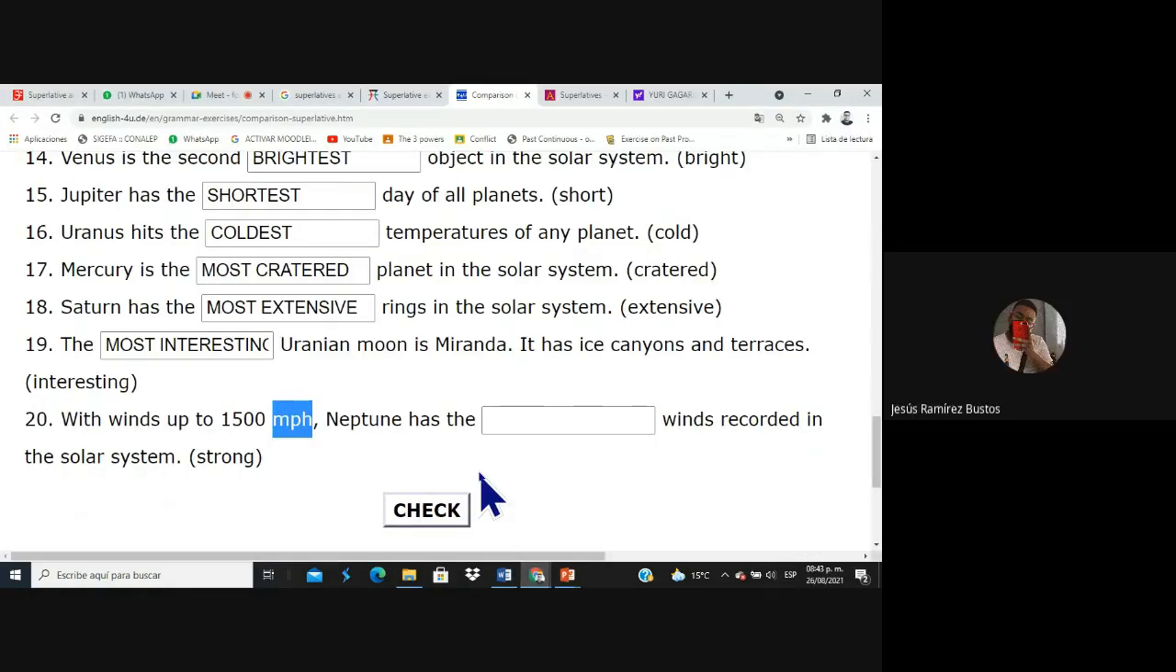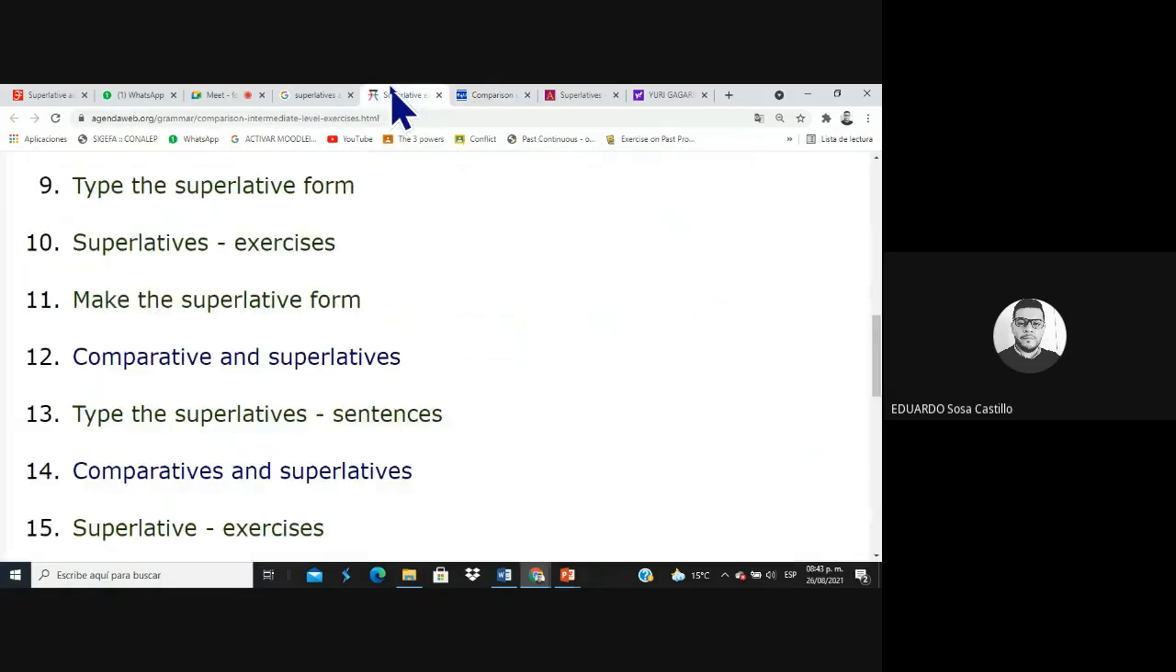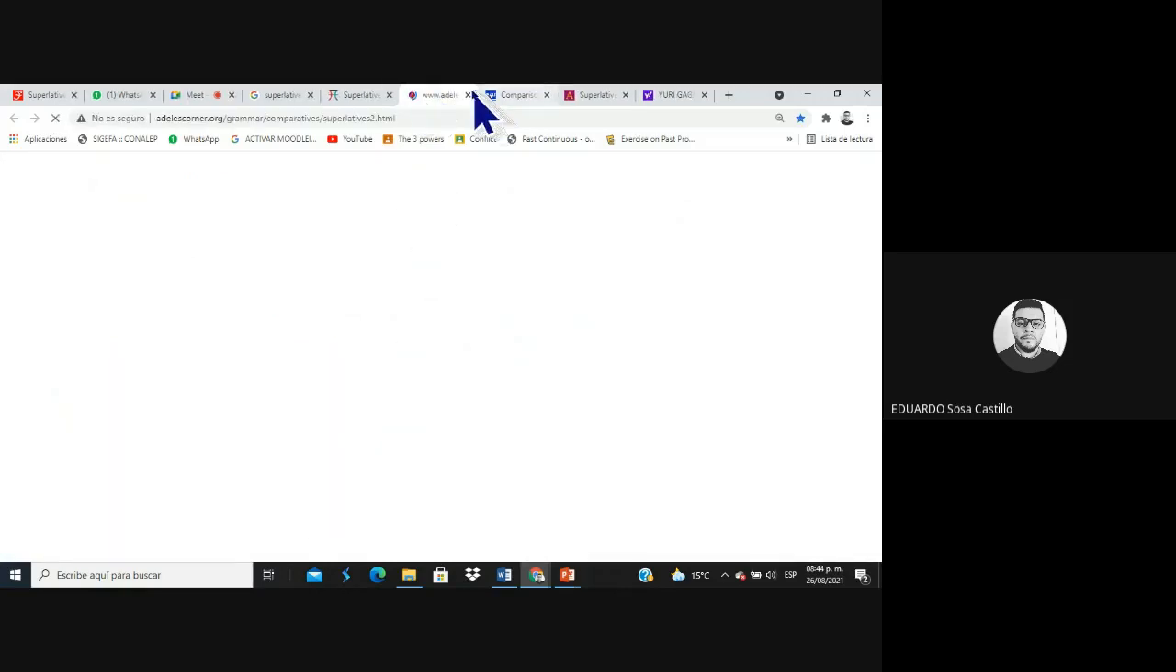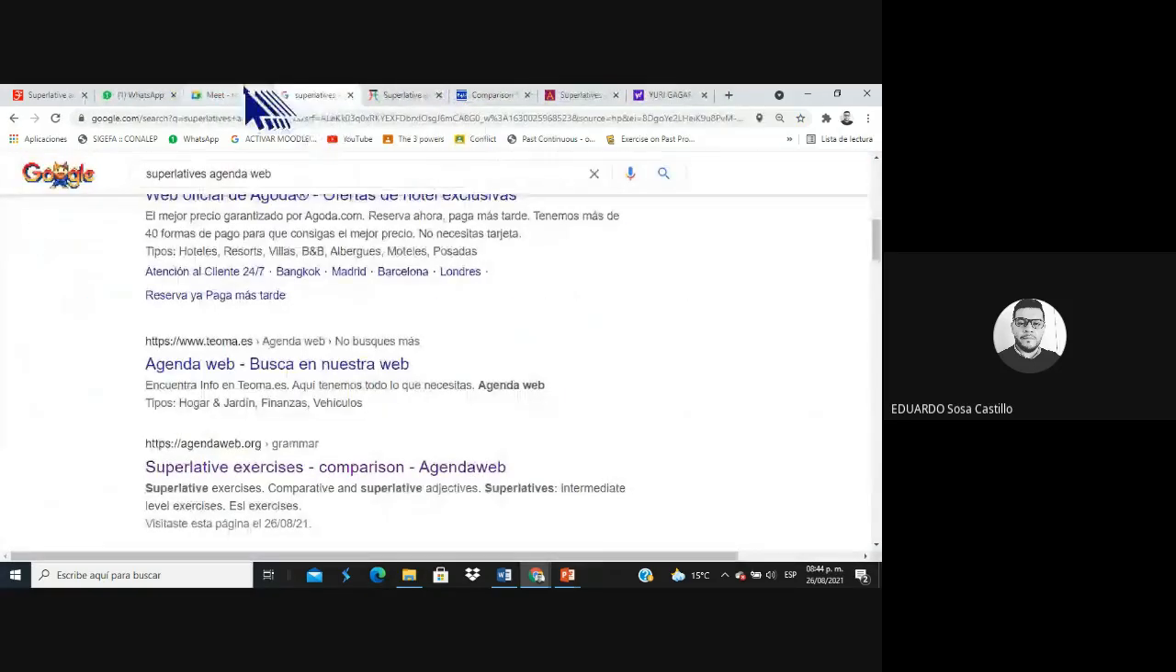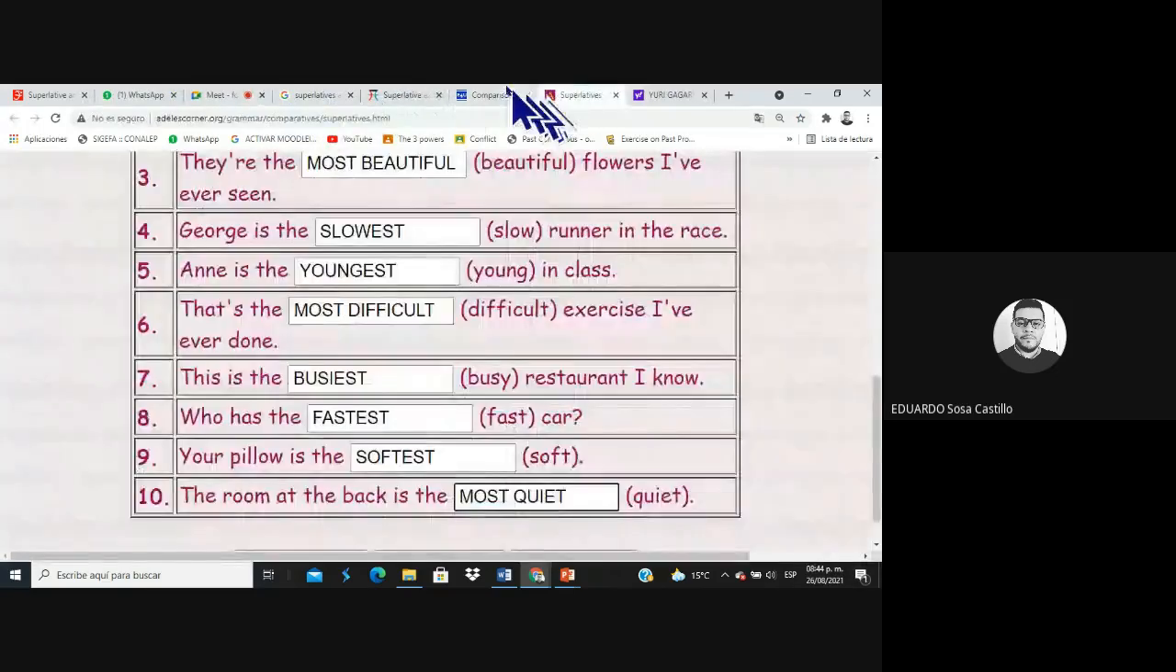Neptune has the strongest winds recorded in the solar system. Yes, imagine winds of 1,500 miles per hour. It's like six hurricanes. Okay, well, let's go. We have another for this. Let me check it. I can see that you have no problems with superlatives. Give me a second. We will continue with another exercise.